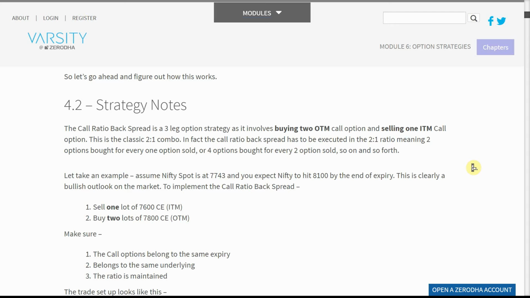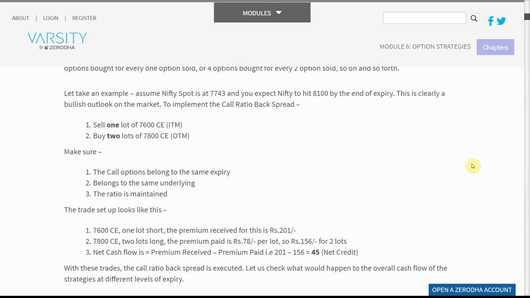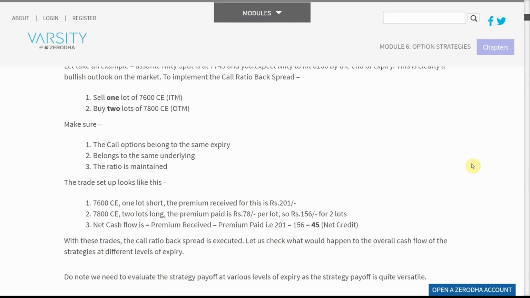Let's take an example. Assume Nifty spot is at 7,743 and you expect Nifty to hit 8,100 by the end of expiry. This is clearly a bullish outlook on the market. To implement the call ratio back spread, sell 1 lot of 7,600 CE ITM. Buy 2 lots of 7,800 CE OTM. Make sure the call options belong to the same expiry and the same underlying. The ratio is maintained. The trade setup looks like this.